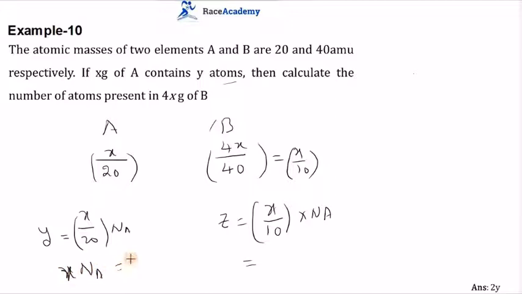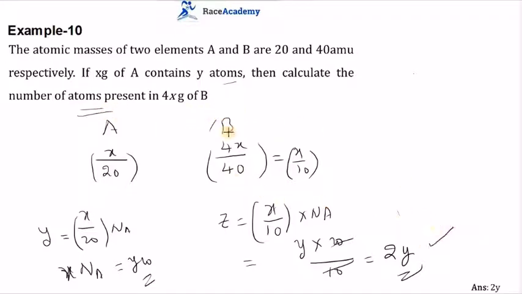x into Na is equal to Y into 20. So I can write x into Na as Y into 20 divided by 10. If the 2 gets cancelled, it will be 2Y. So Z value is 2Y. That means the number of atoms present in 4x grams of B is 2Y atoms of B. Okay, this is question number 10 which is solved.